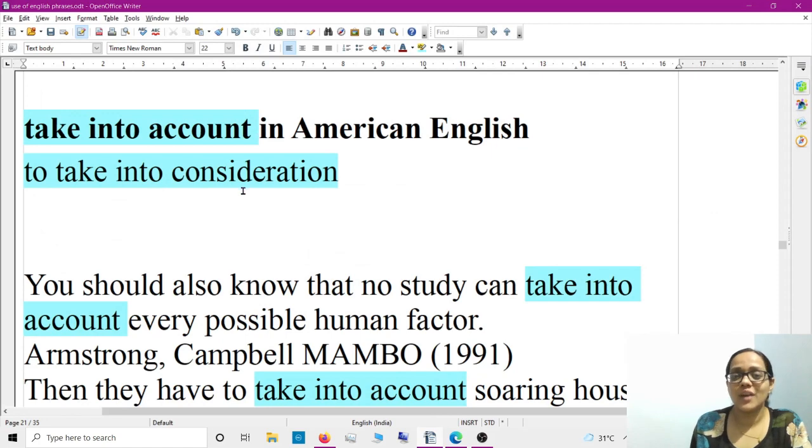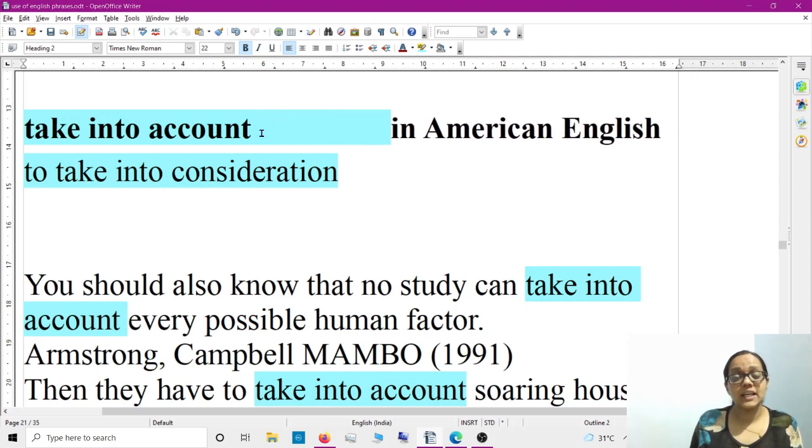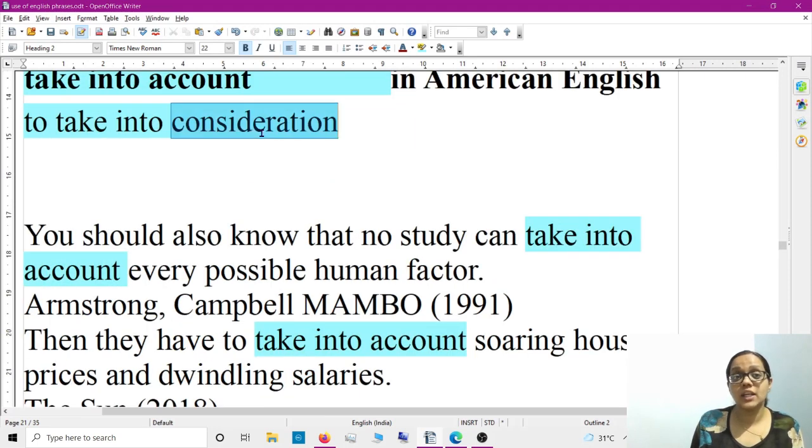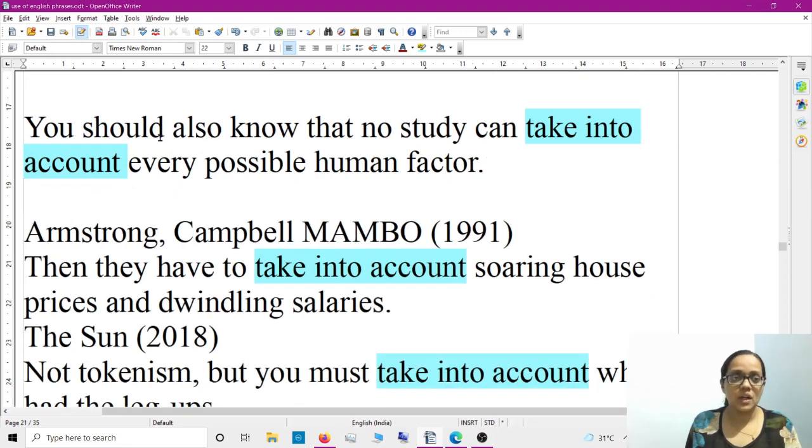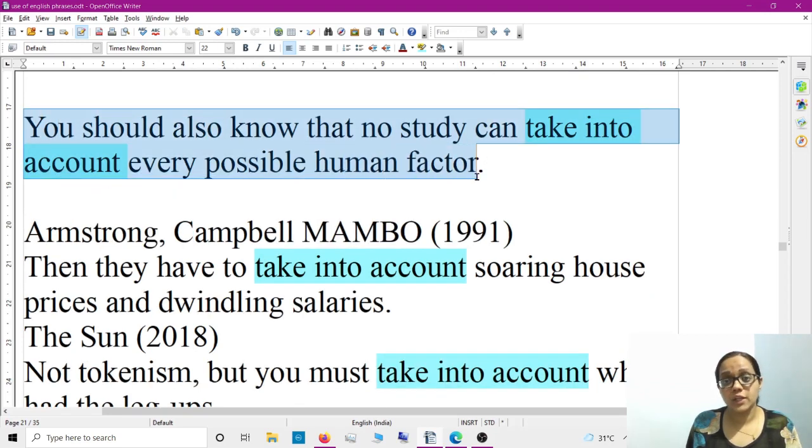The first vocabulary discussed over there was "be taken into account". What do you mean by taken into account? It means to take into consideration. Some sentences are: You should also know that no study can take into account every possible human factor.